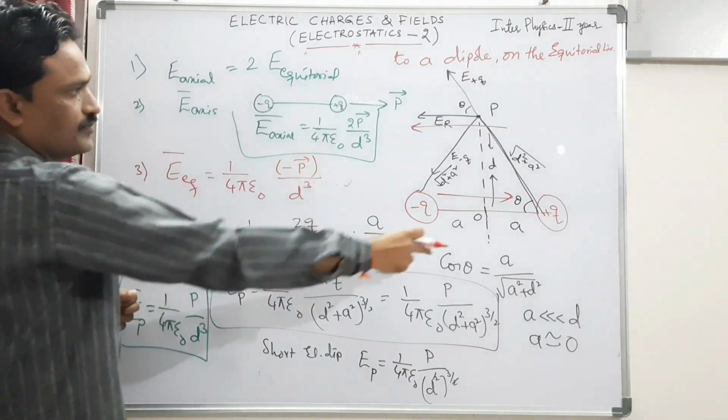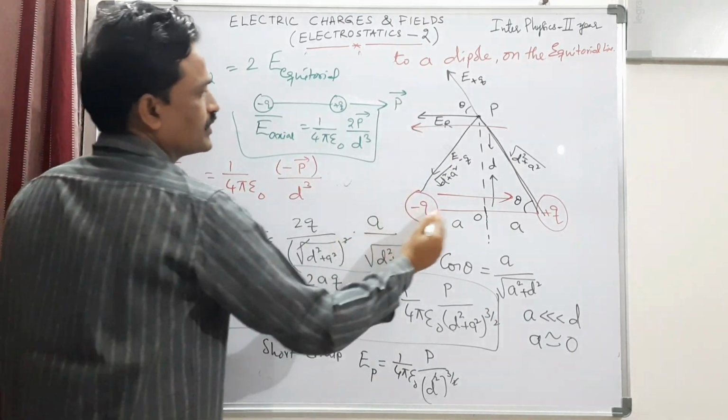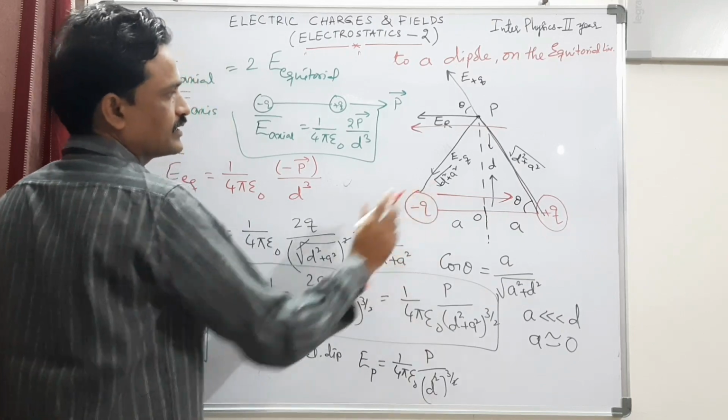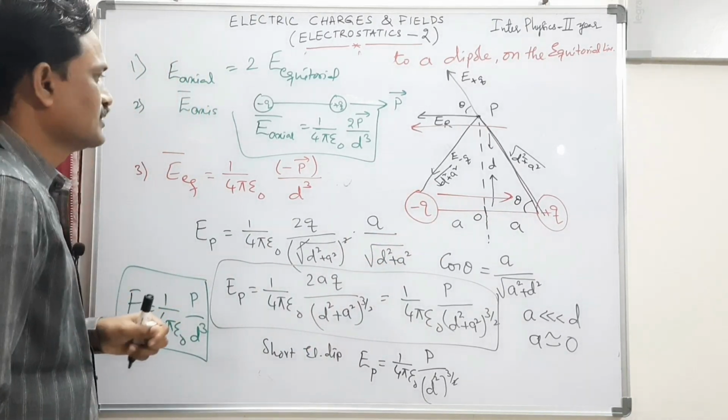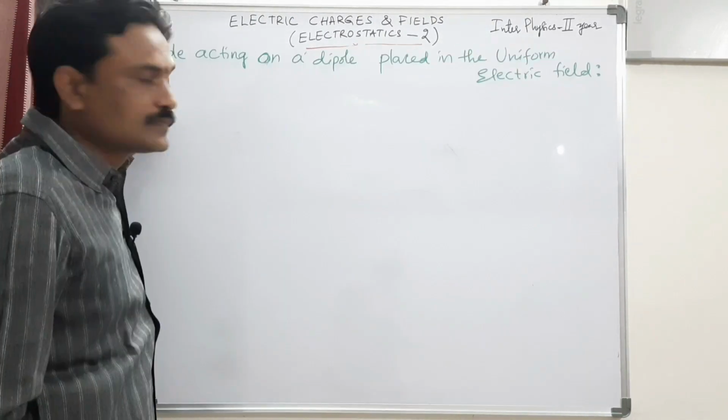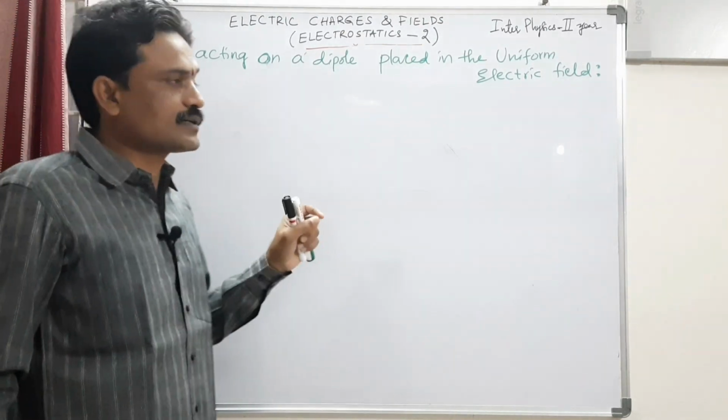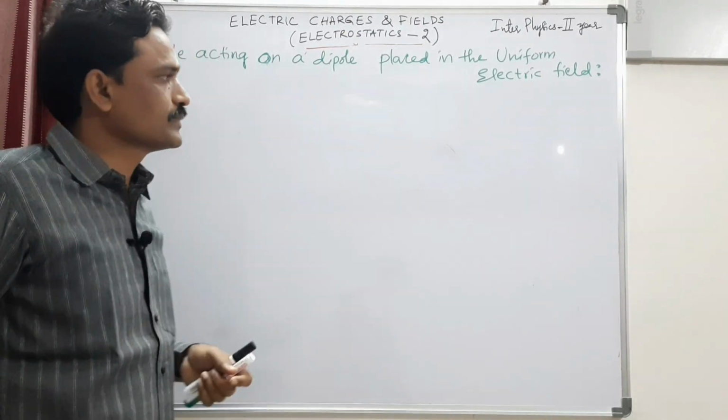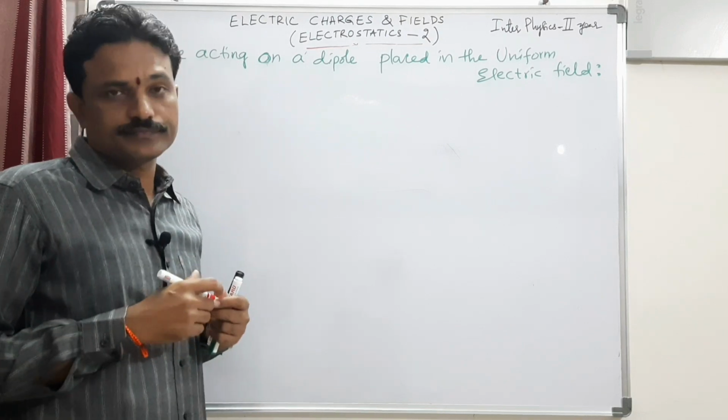In the case of the equatorial line, it is opposite, from minus q to plus q, that is the direction of P. So these two are very, very important. Now let us discuss the couple or torque acting on an electric dipole placed in a uniform electric field.